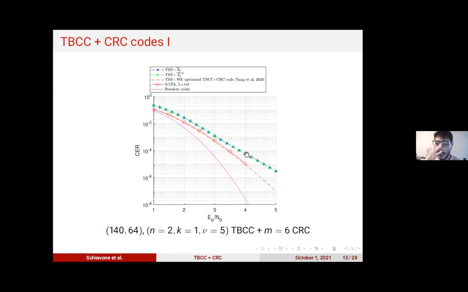So this concatenation is really strong even without the need for any interleaver. And if you try other convolutional codes and other CRC degrees, you'll see that we can always do slightly better, or even much better, like in this case.